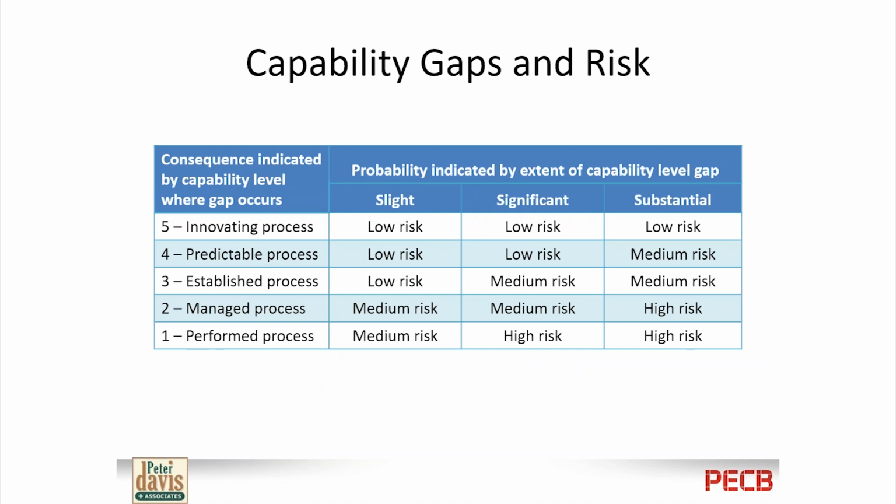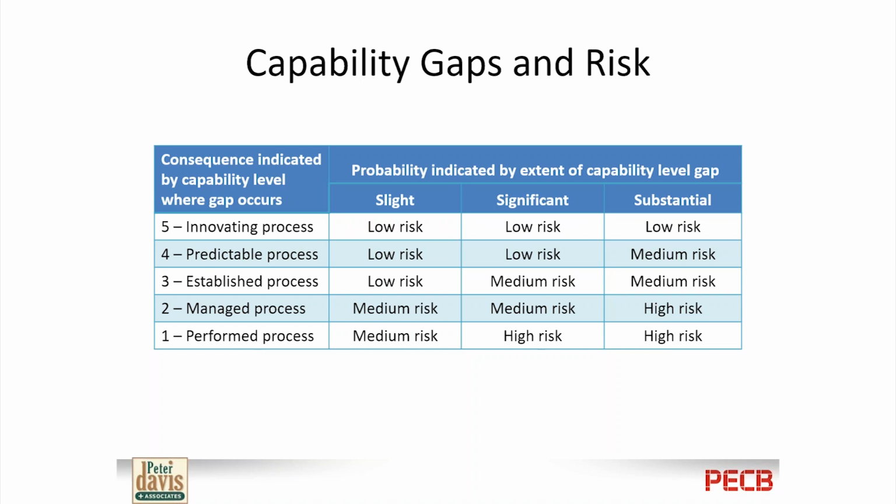So again, we have our capability levels on the left, from innovating process down to perform process. If we put level 0 in, then it would be high risk all the way across. You can see probability indicated in the next 3 columns, probability indicated by extent of capability level gap. And if I have a slight gap at level 5, then it's low risk. Same with significant, same with substantial. So if I'm at level 5, then the risk to the organization is fairly low.